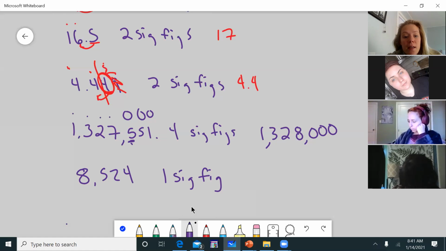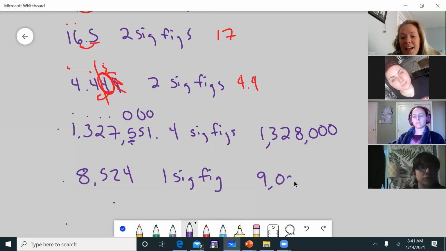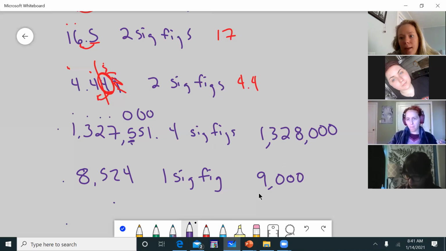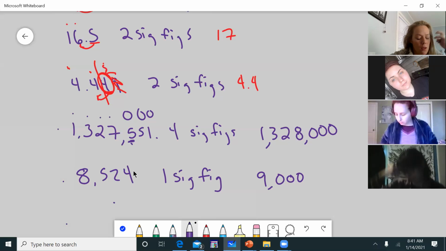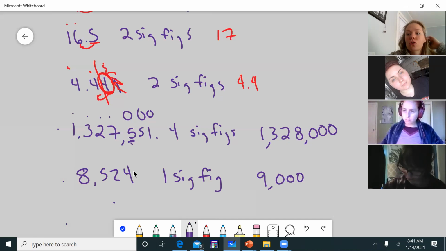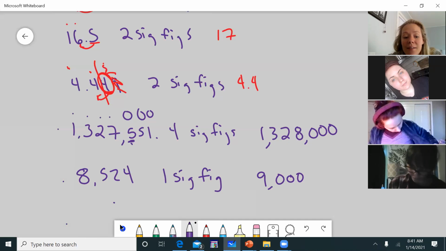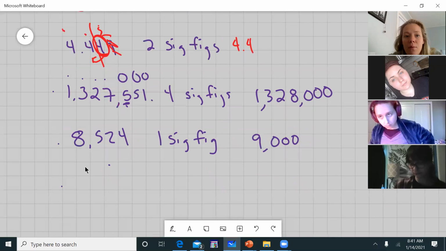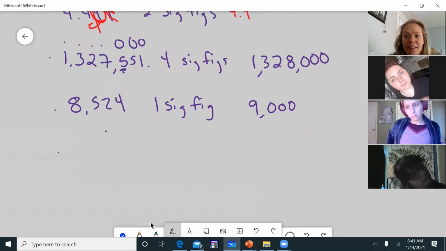Okay, hopefully from the previous one, you are not rounding this to 9, you're rounding it to 9,000, right? So we're filling the zeros in because 8,524 would round to 9,000, not 9. That would change the magnitude of the number. Sometimes you need to add significance, like in the case of that one where we had the ruler and we needed to add the decimal.